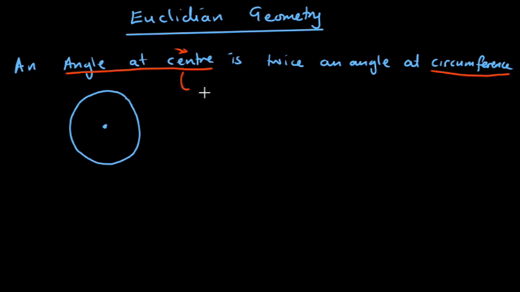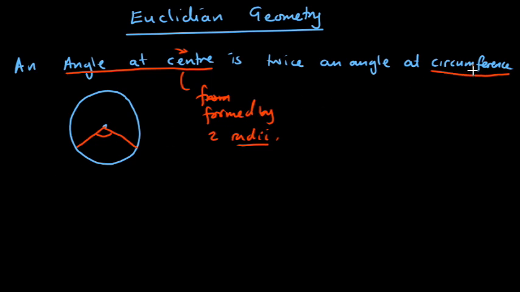It's an angle that is formed by two radii. Radii is plural for radius. So the angle is formed by two radii. So I have a radius and a radius. They are forming an angle that's called the angle at center.